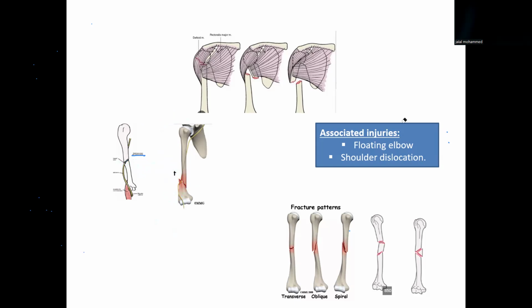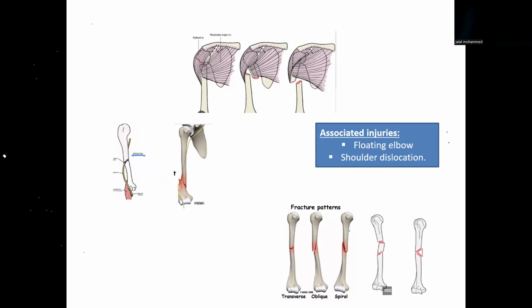So what are the associated injuries? Sometimes the humerus fracture follows a very major injury or a road traffic accident, and they have either a floating elbow. Floating elbow means a fracture of the humerus here and of the radius and ulna here, or shoulder dislocation is also an association.